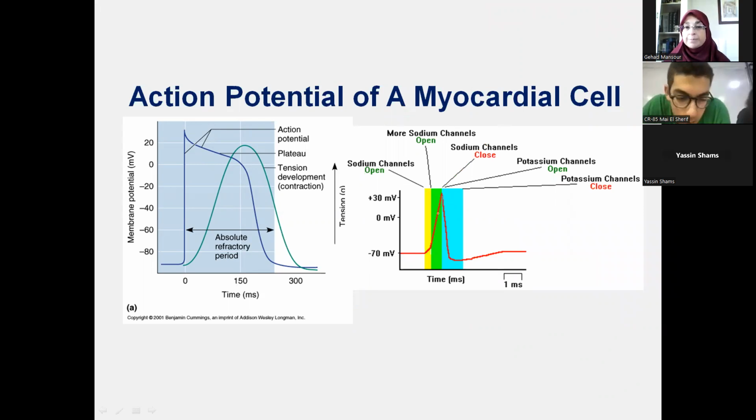طيب دلوقتي ايه السبب في انه يحصل الريفرسال اوف بولاريتي دي؟ ايه السبب في ان انا كنت الاول ماينس 70 ملي فولت وكنت بولارايزد وبعدين حصل العكس بقيت بلس 30 ملي فولت؟ السبب opening of the sodium channels.